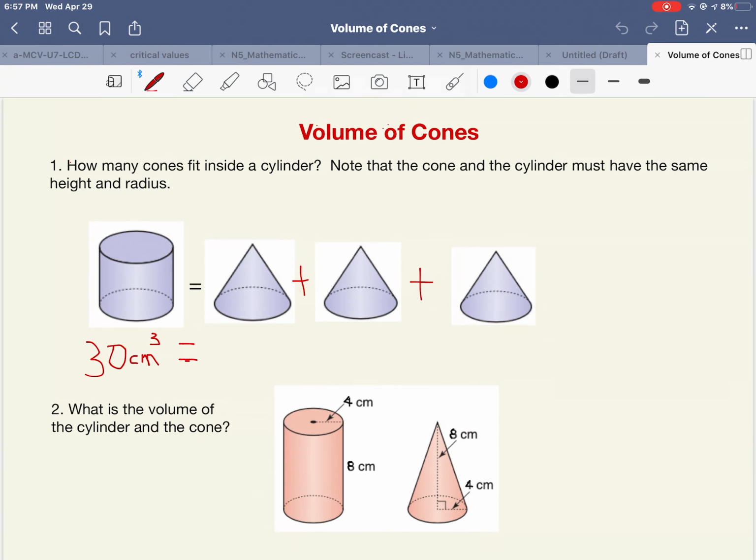We're going to do a screencast on the volume of cones. Just going to go through a few simple examples and you'll be able to get some practice work done. So the first question is, how many cones fit inside a cylinder?